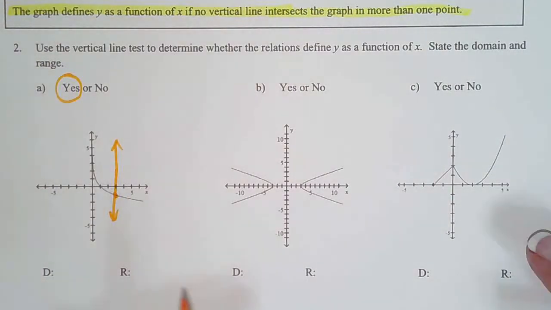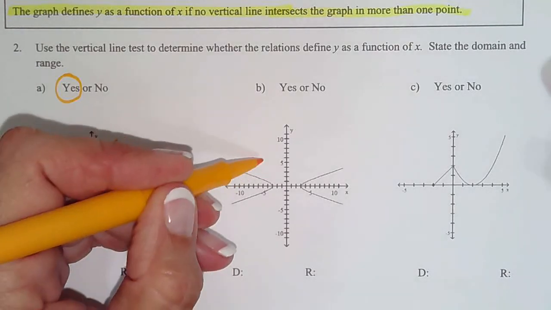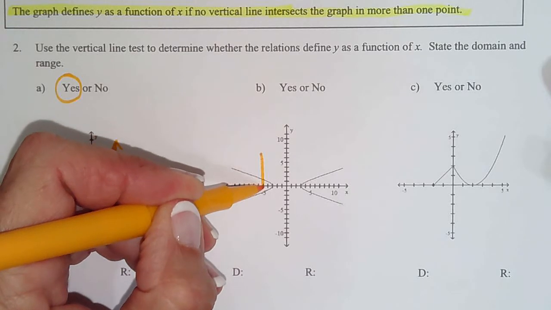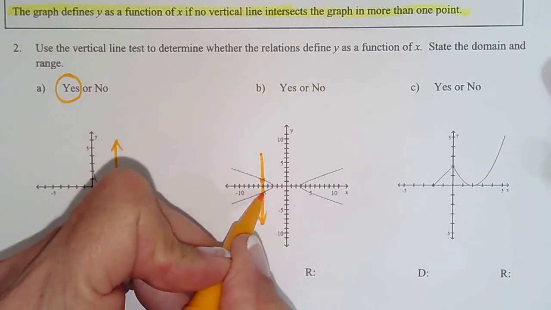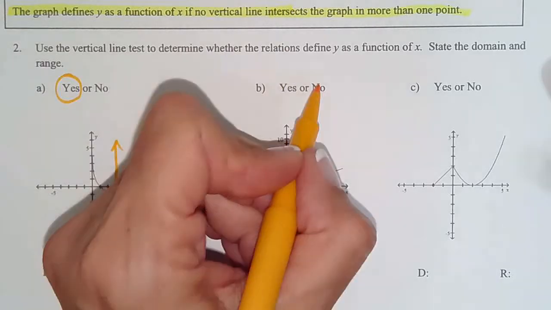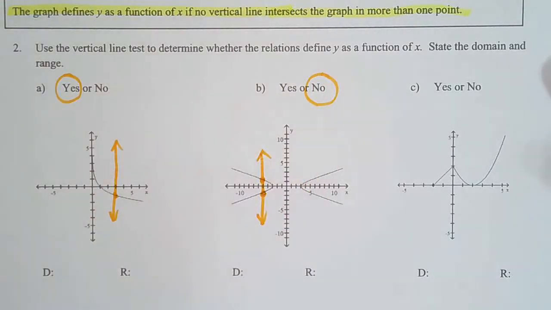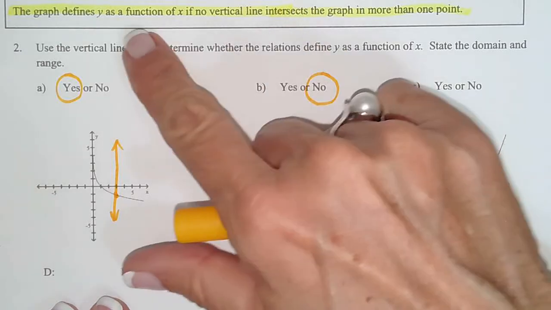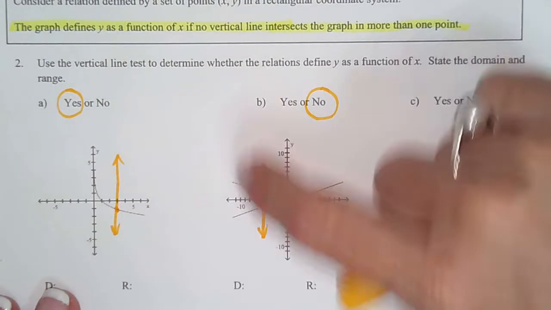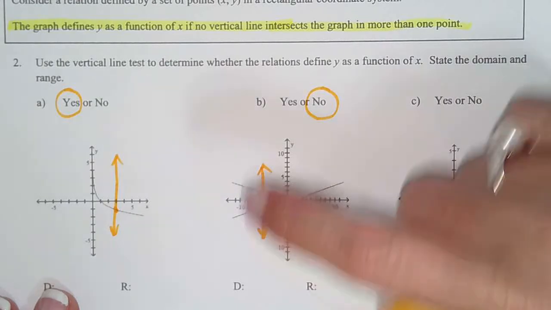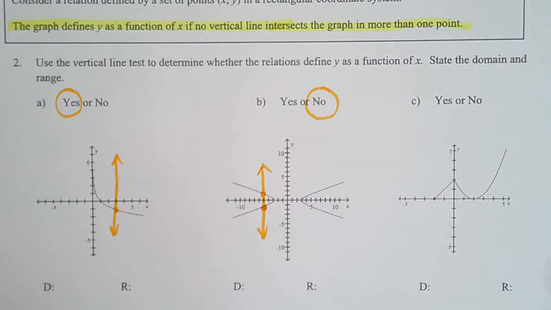So let's do our yes and no. And then we'll do the domain and range. So here I have a vertical line. Oh, wow, look at that. That vertical line intersects the graph twice. So that would not be a function because it says any vertical line. So we can't just say, well, this one only intersects it once. Well, this one doesn't, so that makes it a no.